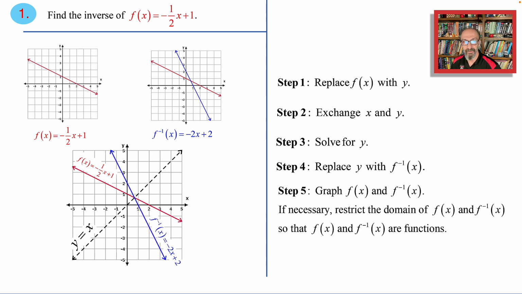And that should do it for number 1. We did not have to restrict the domain because both functions, the red and the blue, are functions with the vertical line test.